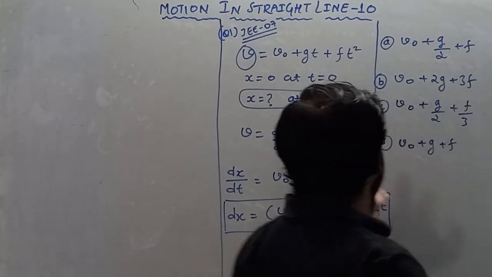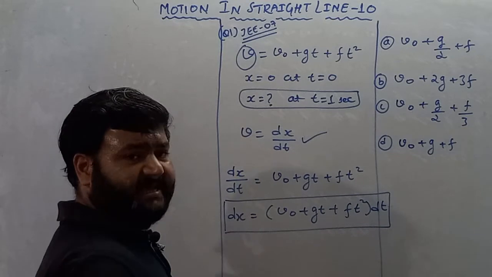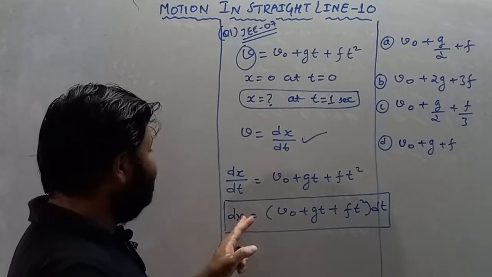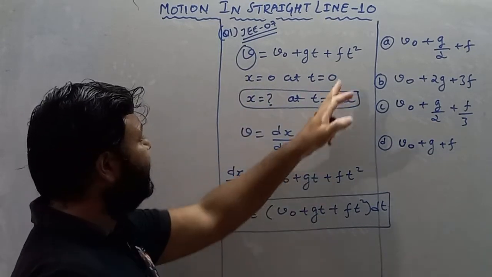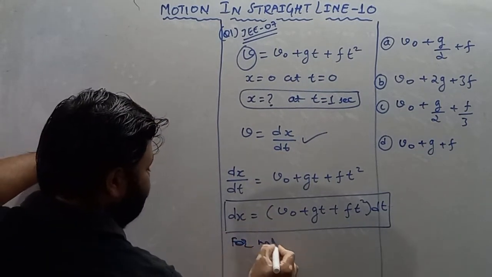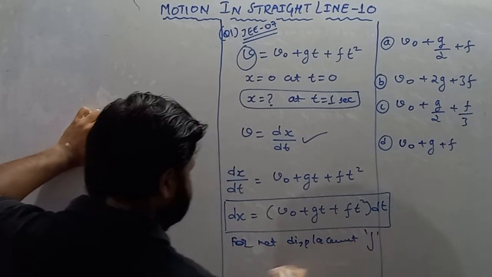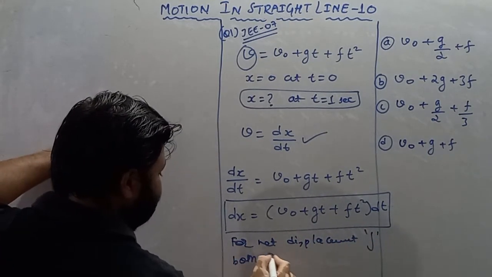So let's say the displacement of the particle at t equals 1 second is x. So I'll put the limit for dx from 0 to x, and for time 0 to 1 second. So for net displacement, I have to integrate both sides.